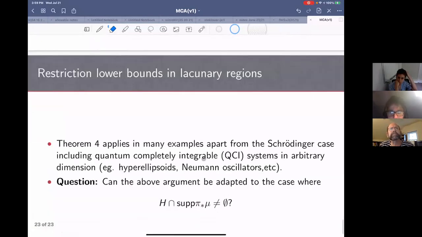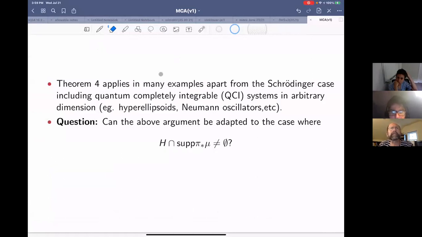So I'm leaving all of the details out there. There are many examples apart from Schrodinger, including QCI examples in arbitrary dimension, hyperellipsoids, Lyman oscillators where this applies, in addition to non-QCI examples as well. The basic question we're working on right now is whether we can extend some of the ideas in this argument to deal with the cases where H intersects the support of the push forward measure. We have some preliminary results, but maybe I'll stop there.